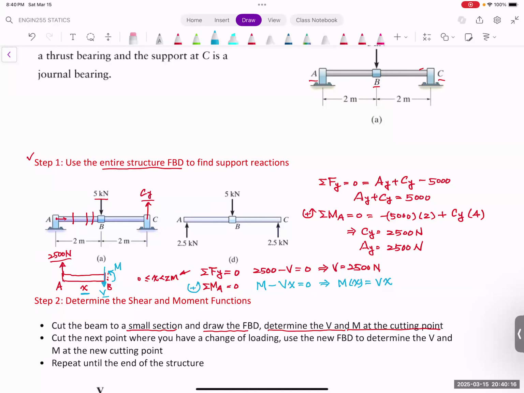And what is x? What is V? V is 25,000. Okay. All right, so that is what you need to do once you start to find out the supporting force. You cut the section into small pieces.